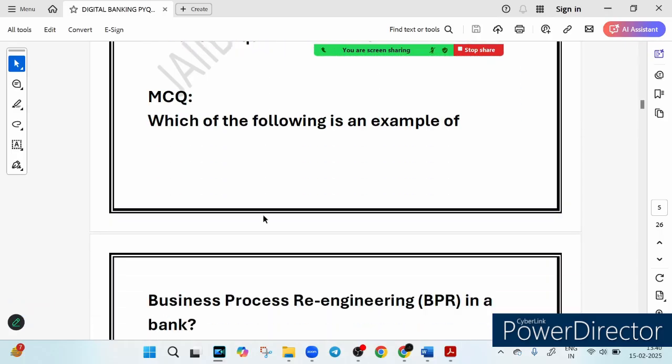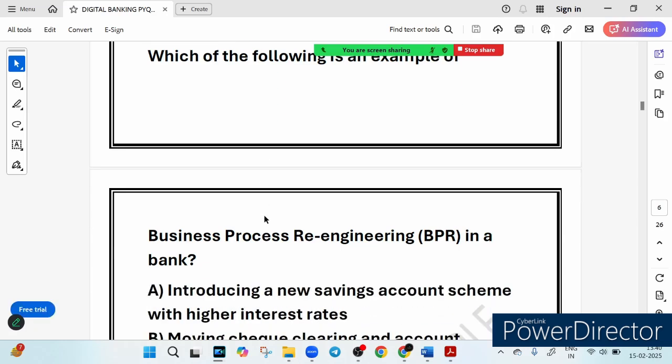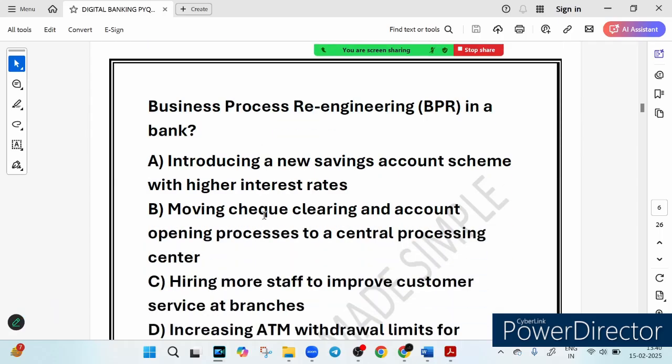Now let's see the next question. Very nice question it is. Which of the following is an example of BPR, that is called business process re-engineering, right, in a bank? So let's go through each option, understand what BPR means and figure out the correct answer. Stick around till the end for a quick summary. Now option number A says introducing a new savings account scheme with higher interest rate.